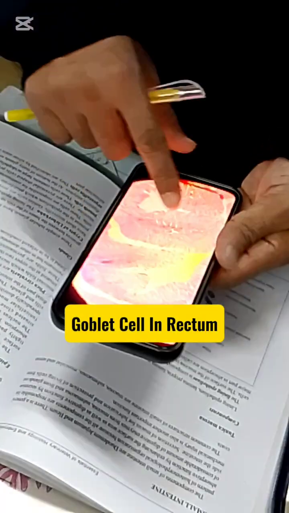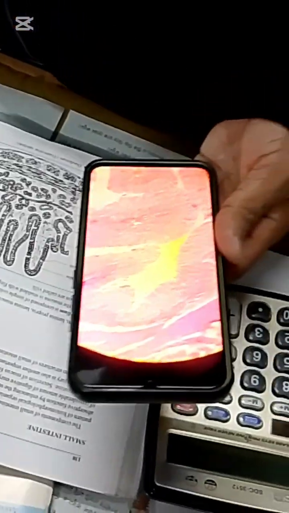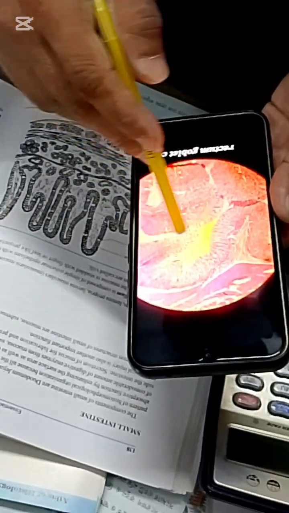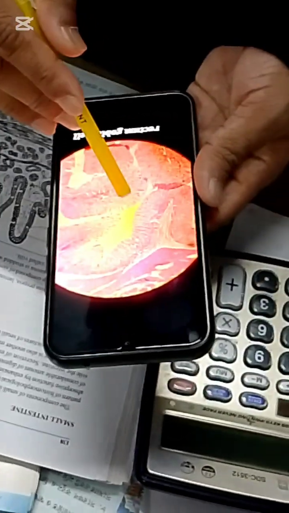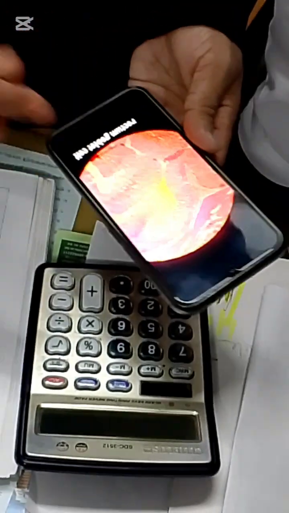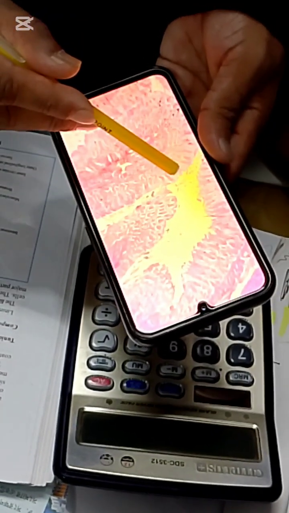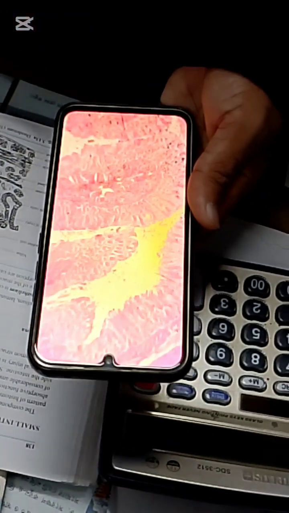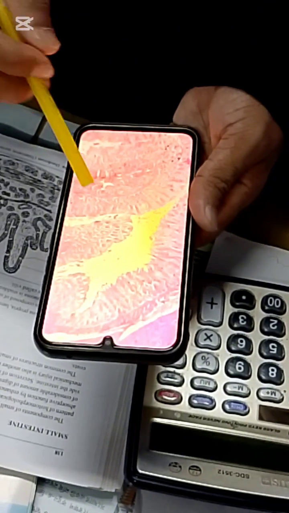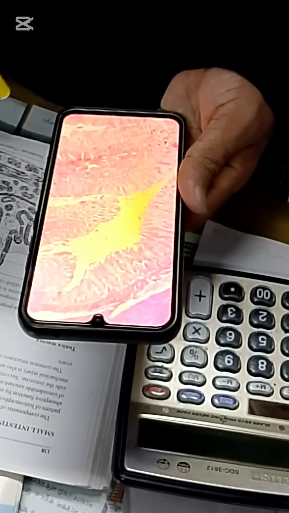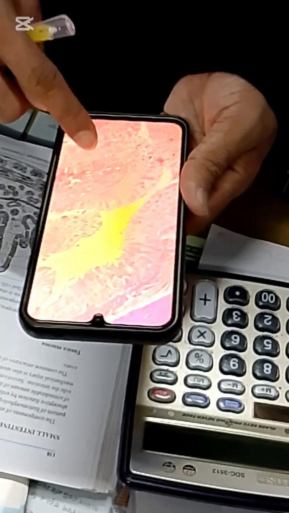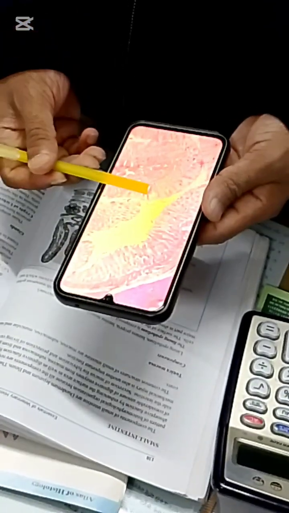Another one, the goblet cell. We know the number of goblet cells is large in the rectum. This is the lumen of the rectum. This is lining epithelium. Here you can see this is goblet cell. Unicellular goblet cell secretes mucus. If we give the indicator here, you have to write goblet cell.